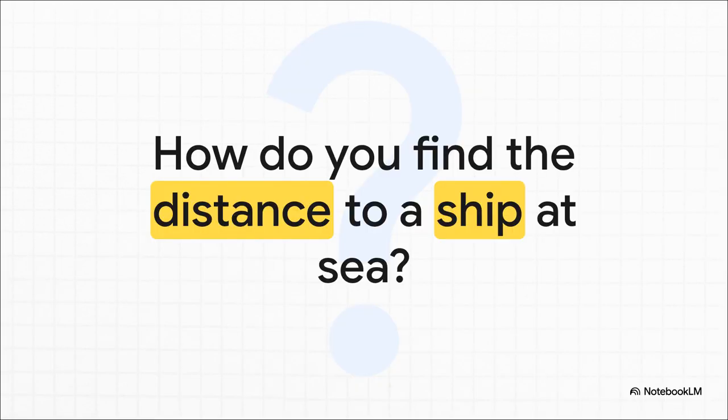Okay, picture this. You're standing on a beach. You see a ship out on the water. Now, your friend is standing, say, a kilometer down the shore from you. You both measure the angle from the shoreline to the ship. So now you've got two angles and one distance. How do you use just that to figure out exactly how far away that ship is? It's a real-world navigation puzzle.